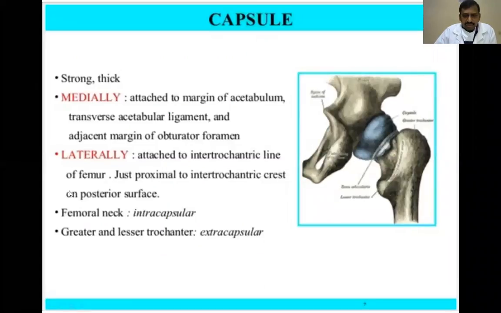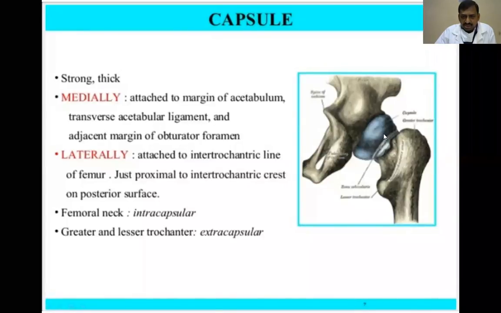And next, you see here, it is a capsule. What are the attachments of the capsule? The capsule is strong and thick. In some joints, the capsule is very thin and just a fibrous band. But here, the capsule is thick and strong. Medially, it is attached to the margins of the acetabulum, the transverse acetabular ligament, and the adjacent margins of the obturator foramen. It is attached to the acetabular margin, and at the acetabular notch there is the transverse acetabular ligament.